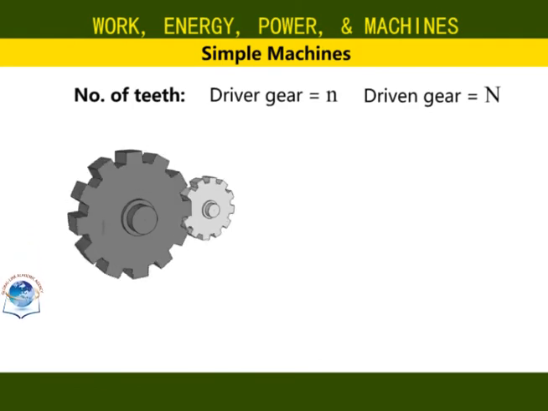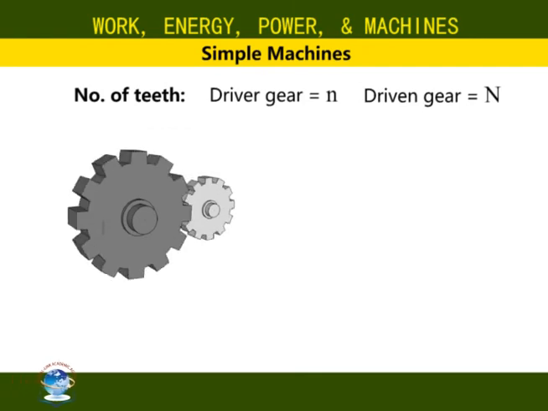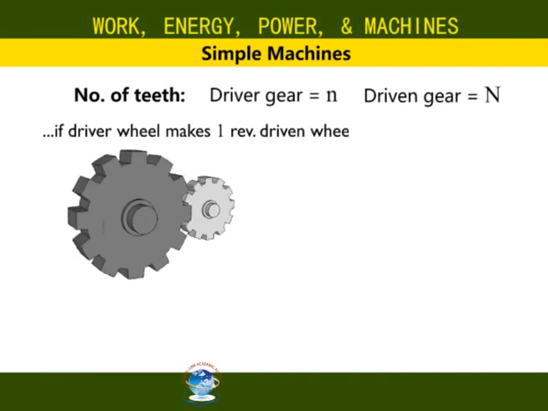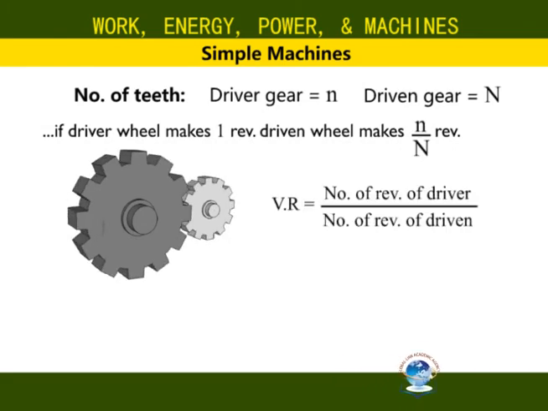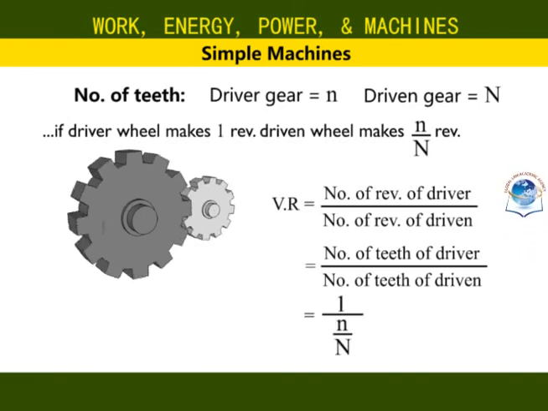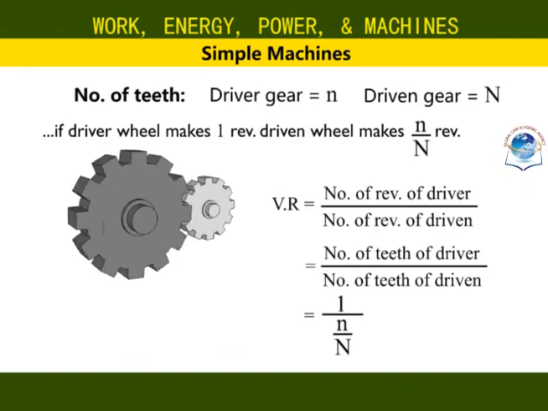In a gear system, if the driver wheel has n teeth and the driven wheel has N teeth, when the driver wheel makes one revolution, the driven wheel makes n over N revolutions. Velocity ratio is equal to the number of revolutions of the driver wheel over the number of revolutions of the driven wheel. This is equal to the number of teeth of the driver wheel over the number of teeth of the driven wheel. This gives 1 divided by n over N, giving us N over n.